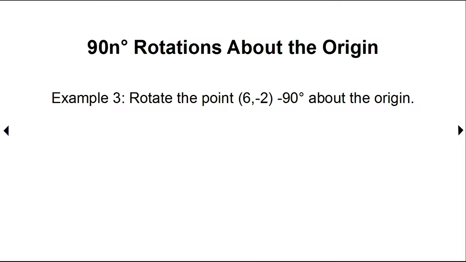If we're rotating negative 90 degrees, that requires the last set of rules. It's the same as rotating 270 degrees counterclockwise. So we know that the new y value will be negative 6 because we need to find the opposite of the initial x value. And negative 2 just stays the same and comes to the front. Our answer is (-2, -6).